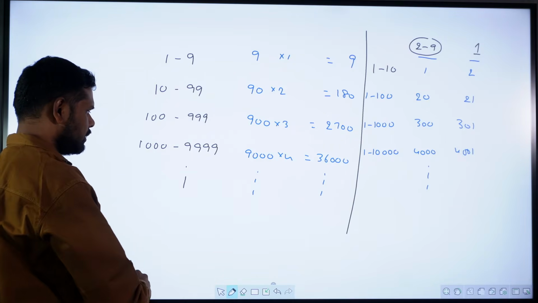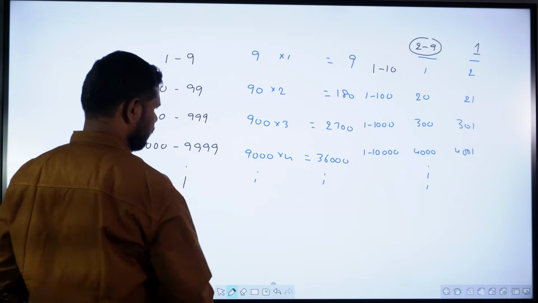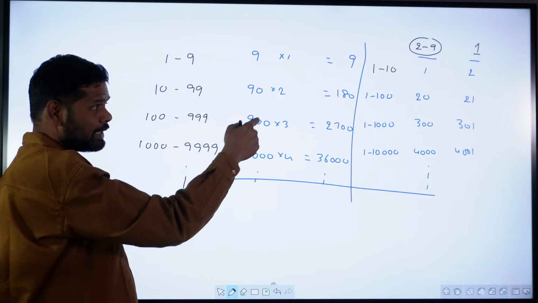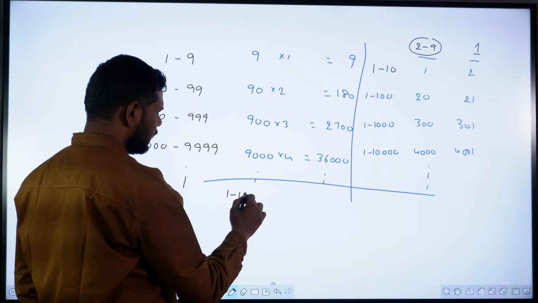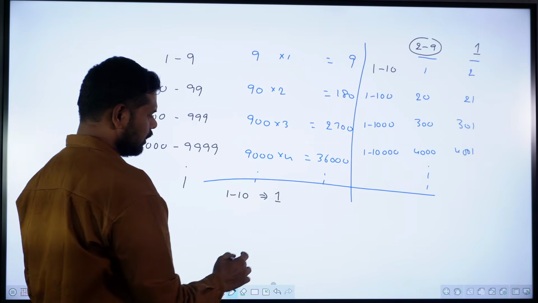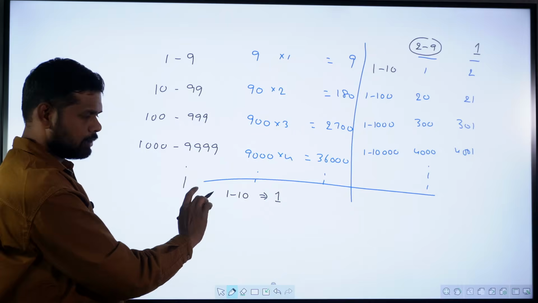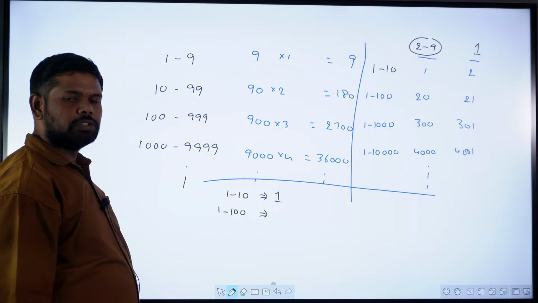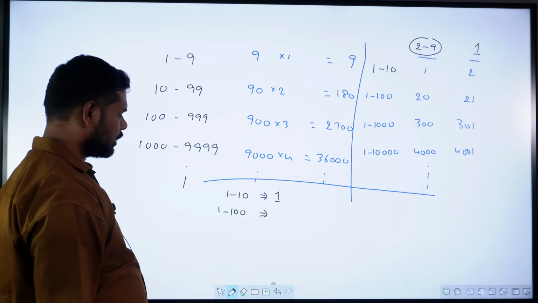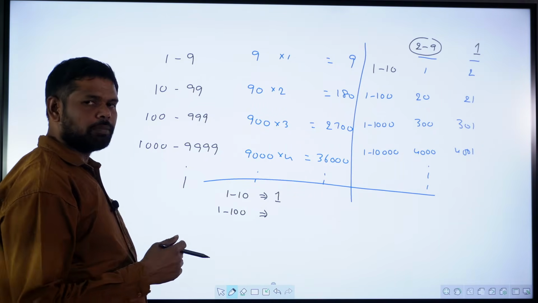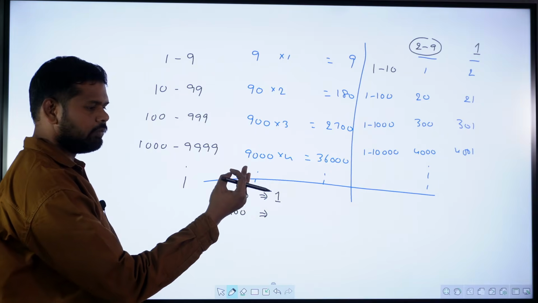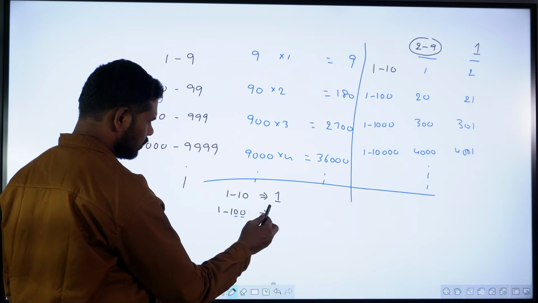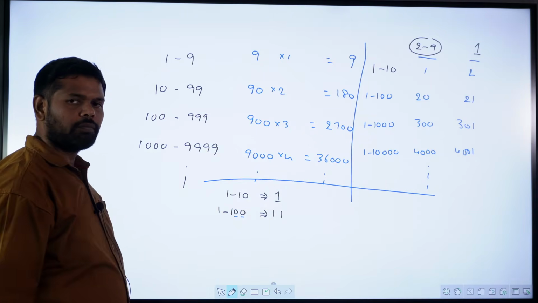So one thing is clear. Suppose in this concept, how many zeros are there? Actually, we were not discussing that at that time. Suppose 1 to 10, how many zeros are there? Only 1 zero, exactly in 10. Now 1 to 100, how many zeros? Zeros are in 10, 20, 30, 40, 50, 60, 70, 80, 90, 100. In 100, 2 zeros are there. That's why the total is 11 zeros.